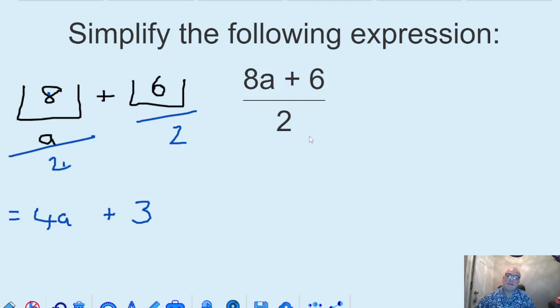Now, if you think about it, and if you can see it without the picture form, if you can see it up here, 2 goes into 2 once, 2 goes into 8 4 times, 2 goes into 2 once, 2 goes into 6 3 times. So I could just rewrite that out as 4a plus 3. Remember, that would then be 2 goes into 2 once, divide by 1, and anything divided by 1 is just itself, so I could just write that as 4a plus 3.